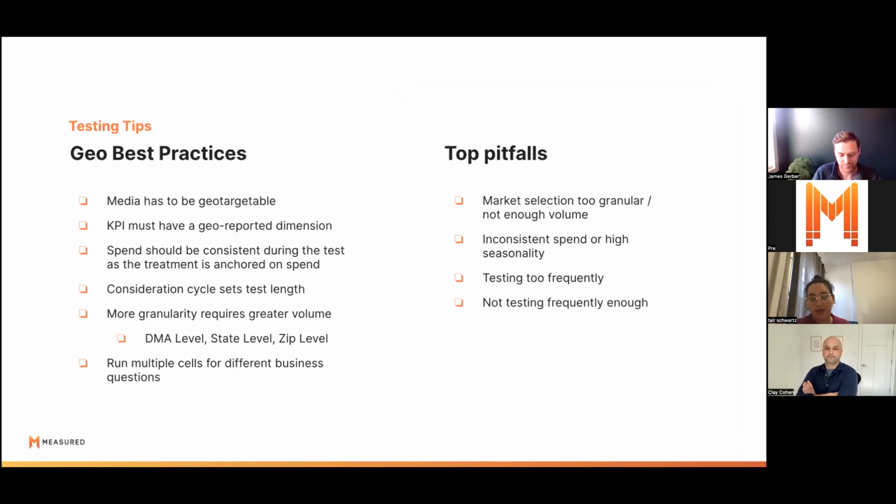First and foremost, it sometimes seems not obvious, but it is: the media has to be geo-targetable. You cannot run a geotest if you cannot geo-target. Second, the KPI, on the other end, what you're reporting on, needs to have a geo marker. Whether it's leads, conversions, or subscriptions, you need to see them broken down by a geo dimension.